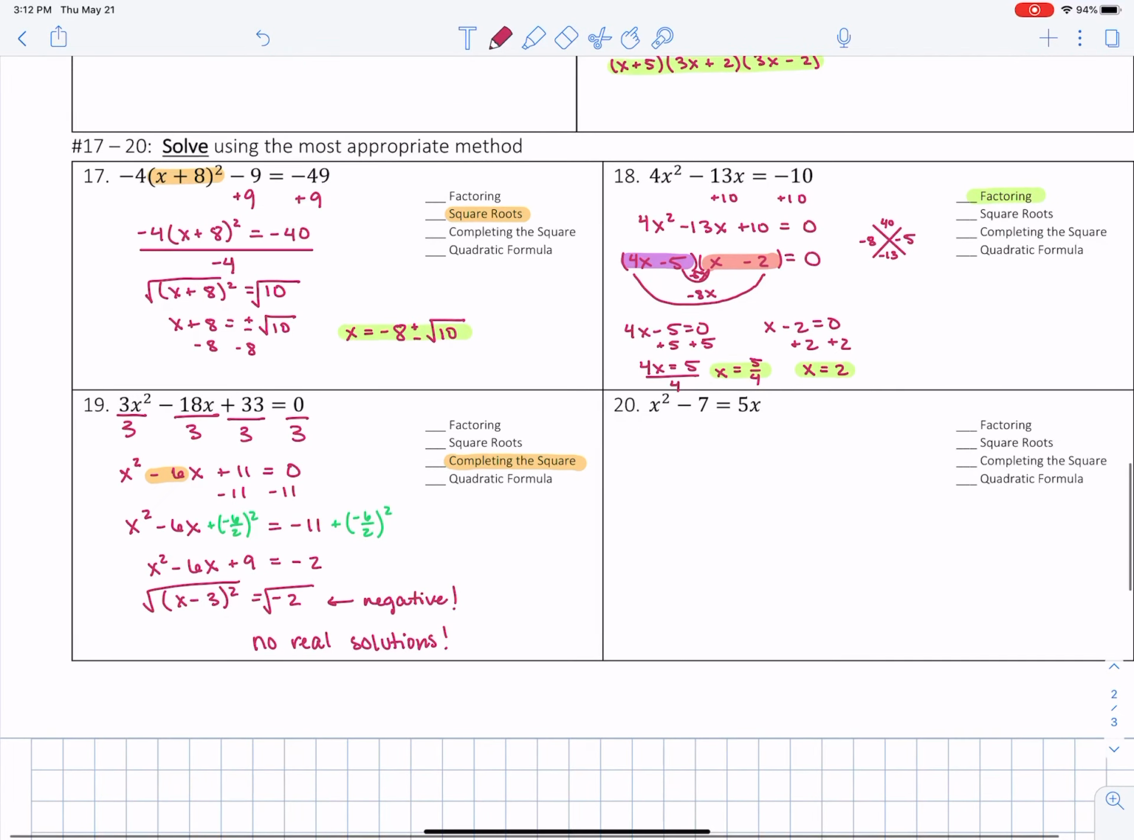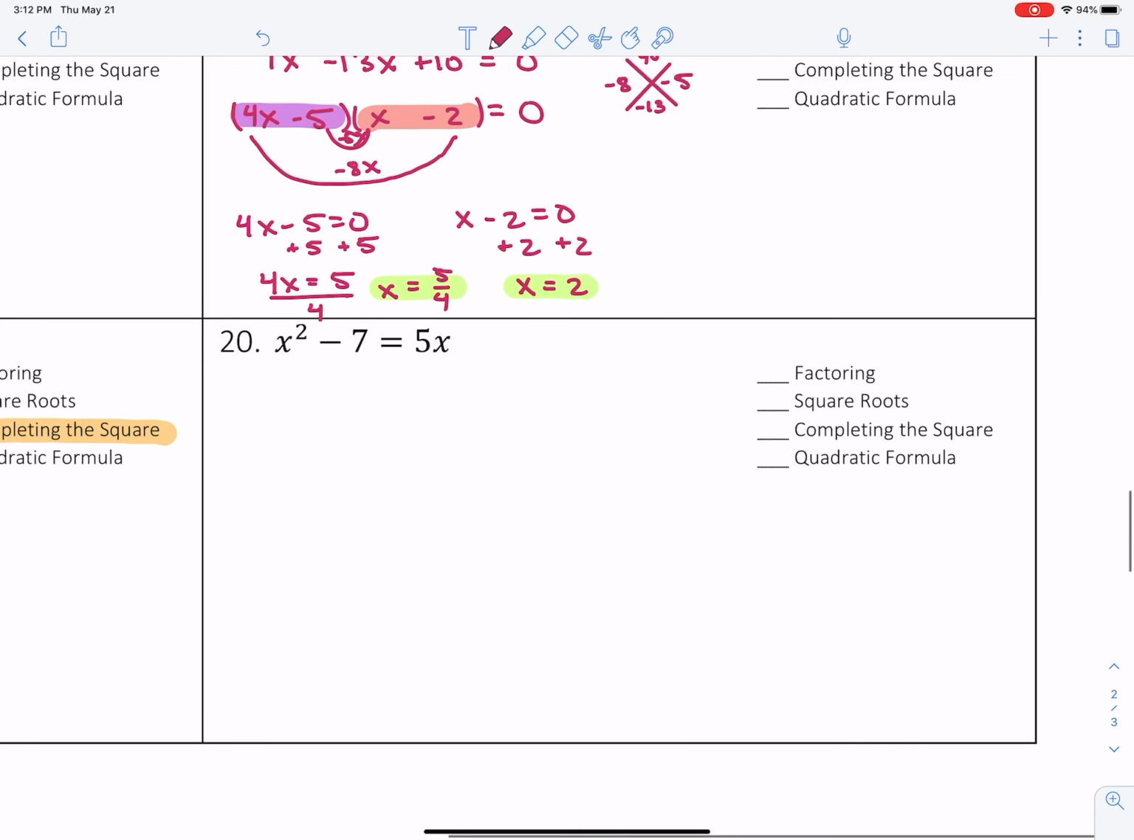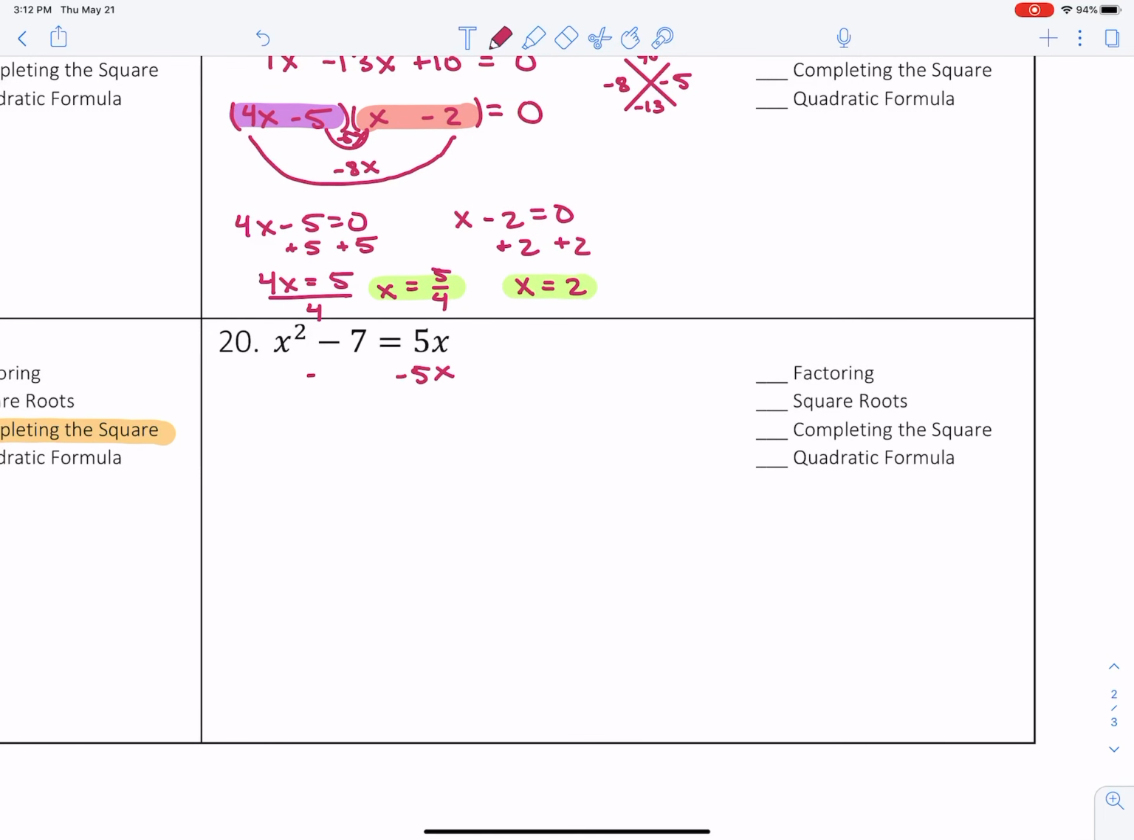Whew. Last one. Hang in there with me. You totally got this. Okay. For this one, I'm definitely going to move this 5x over so that we are setting it equal to 0 before we start, and we can decide from there what we want to do. If you set this up for factoring, you end up with a -7 at the top, -5. I don't know about you, but I can't think of those numbers. So that looks like we're going to use the quadratic formula on this one.